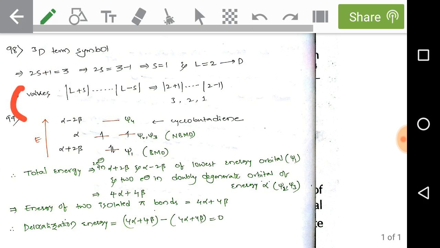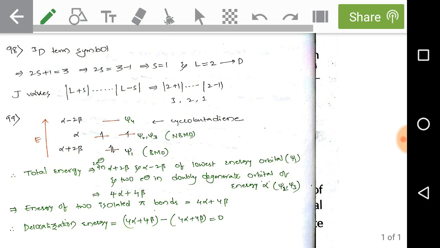Now we can get j values as L plus S to L minus S. Here L value is 2 and S value is 1, so we get 3, 2, 1. That's why 3 possible j values can be observed for it.